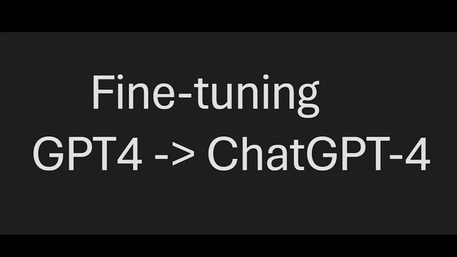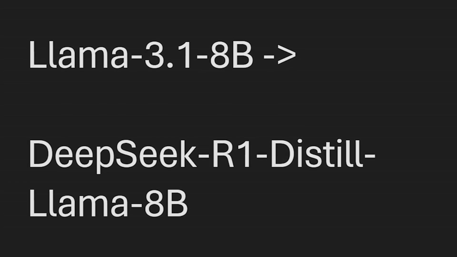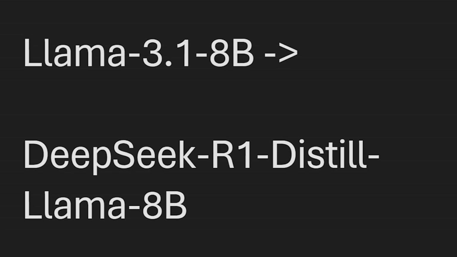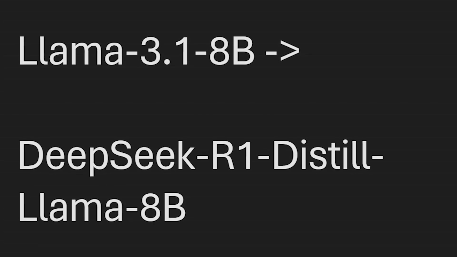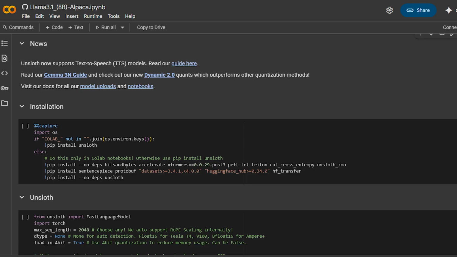For instance, DeepSeek R1 Distill Llama 8B is a refined version of Llama 3.1 8B. It underwent a process called distillation. Essentially, it's using new data to get smarter at reasoning. With Unsloth, you can fine-tune for free on platforms like Colab or Kaggle, and you can even do it locally if you have at least 3 gigabytes of VRAM.